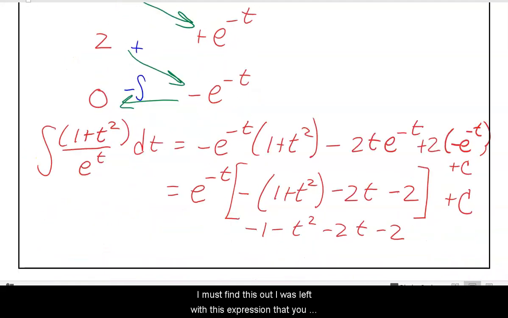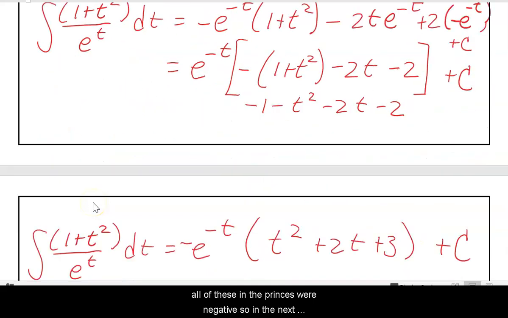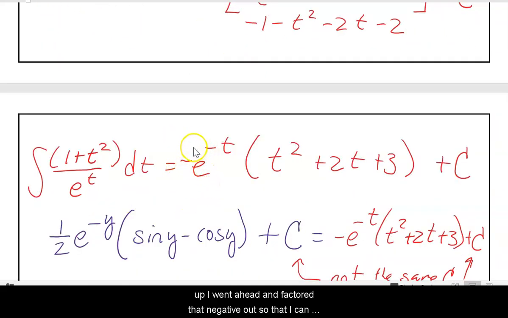By multiplying this out, I was left with this expression that you see on the right. I distributed and combined like terms, and then I noticed that all of these in the parentheses were negative, so in the next step, I went ahead and factored that negative out so that I could have the polynomial in parentheses in terms of positives only. Now we need to put the pieces together again.